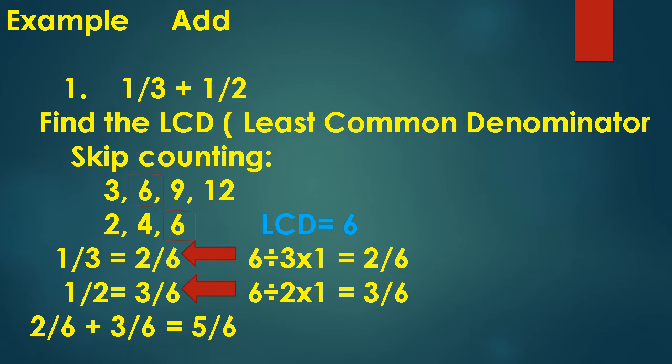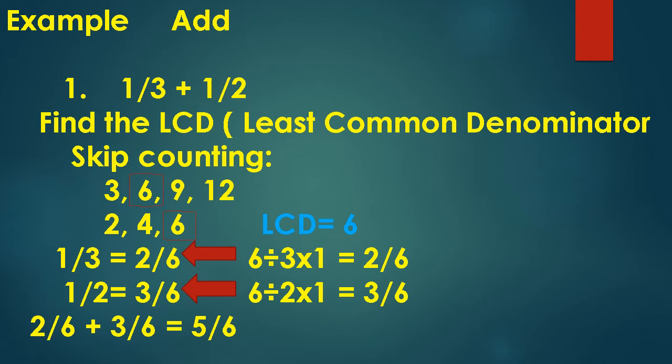Then 6 divided by 3, then times 1 is equal to 2. Then copy the denominator 6. So 1/3 is equal to 2/6.